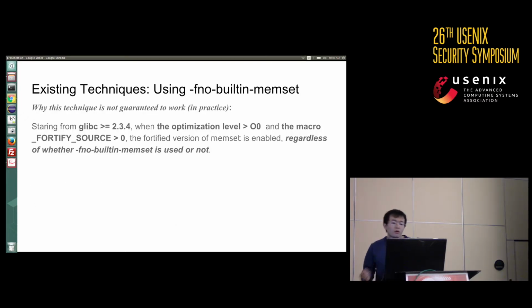What's more, we found that this technique is also not guaranteed to work in practice. Starting from glibc 2.3.4, when the optimization level is higher than O0, which is the normal case, and the macro fortified source is greater than 0, the fortified version of memset is enabled. Note that this version of memset is enabled regardless of whether no built-in memset is used or not.